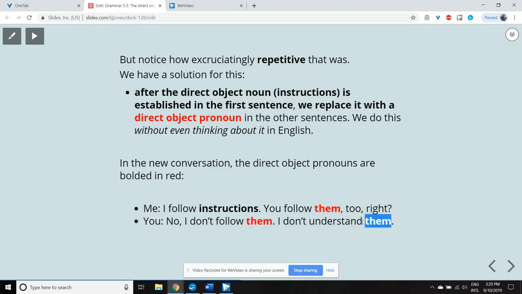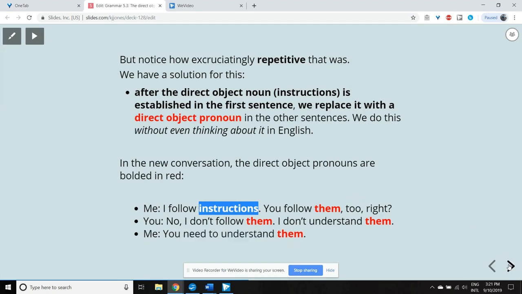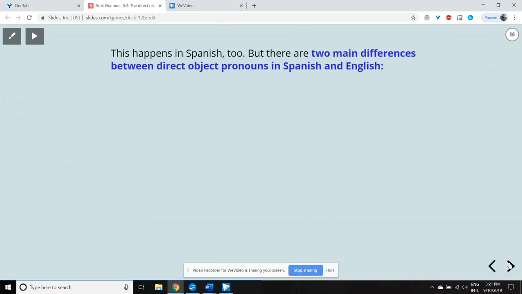I don't understand them. Them keeps replacing its antecedent. That's what this is called. That's the noun that it is taking the place of. That's what pronouns do. They take the place of nouns, right? This is the noun it's taking the place of. And then I say, you need to understand them. And of course, this them is still replacing instructions. And then finally, you say, I don't want to read them. Them is still taking the place of instructions. In English, we do this without thinking. It's our first language, right? It's natural. This happens in Spanish too.